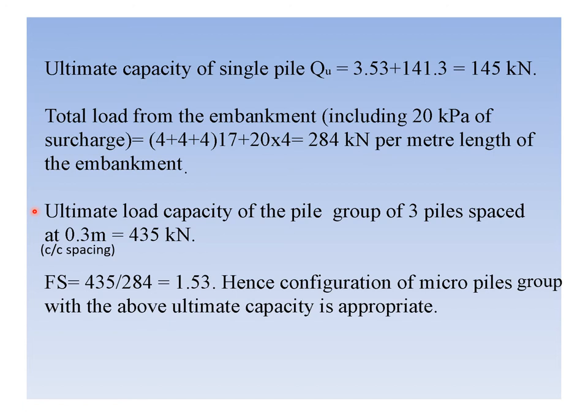Ultimate load capacity of a group of three piles spaced at 0.3 meter center to center is obviously 145 multiplied by 3, which is equal to 435 kilonewton. So the factor of safety is 435 over 284, that is 1.53. Hence the configuration of the micro pile group with the above ultimate capacity is appropriate.